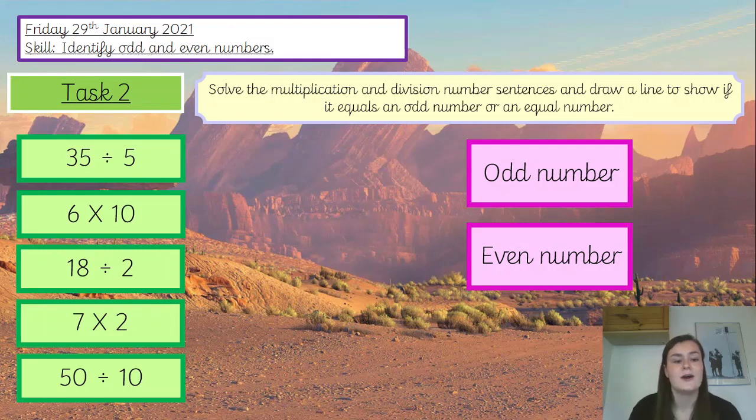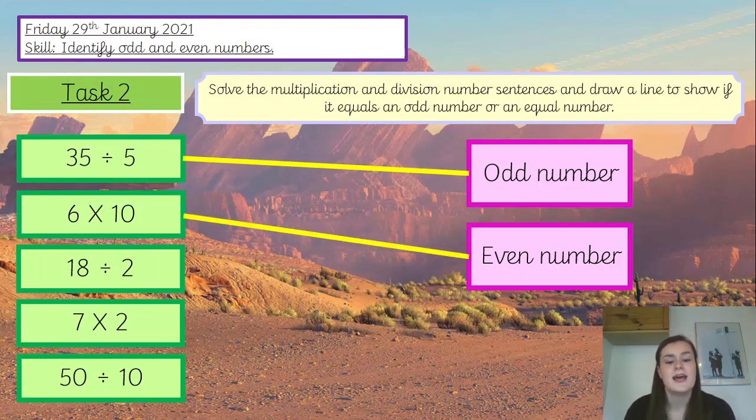Okay, so hopefully you said 35 divided by 5 is an odd number, because 35 divided by 5 is 7. 6 times 10 is an even number because it's 60, and we know that if that ends in 0, it's an even number. 18 divided by 2 then was an odd number. Can you tell me what 18 divided by 2 was? What did you figure out?